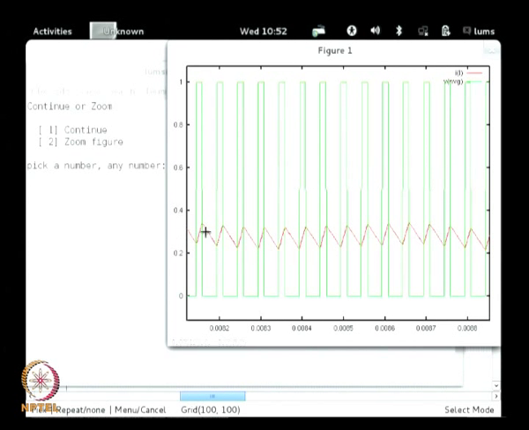So, the red waveform is the inductor current waveform and the green waveform is actually the pulse width modulated waveform that has been generated to achieve that steady output voltage of 20 volts. This pulse width modulated waveform, 0 to 1, is the gate drive signal given to the boost converter switch, and you see this triangular waveform in the inductor current as discussed in the analysis of the boost converter.